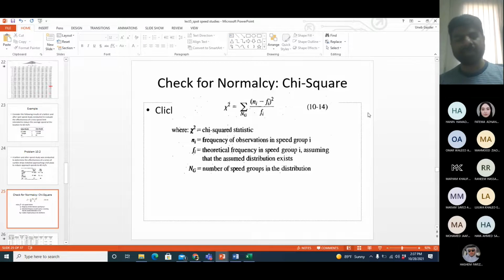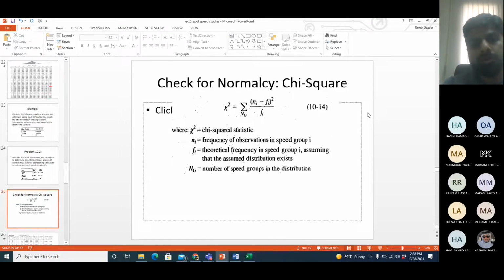Okay, so in some cases, plotting the graph may not be possible, or plotting the graph may be confusing. In that case, or if you want to double check it, you can do a chi-square test, which is a mathematical test to prove whether your spot speed data follows normal distribution or not.